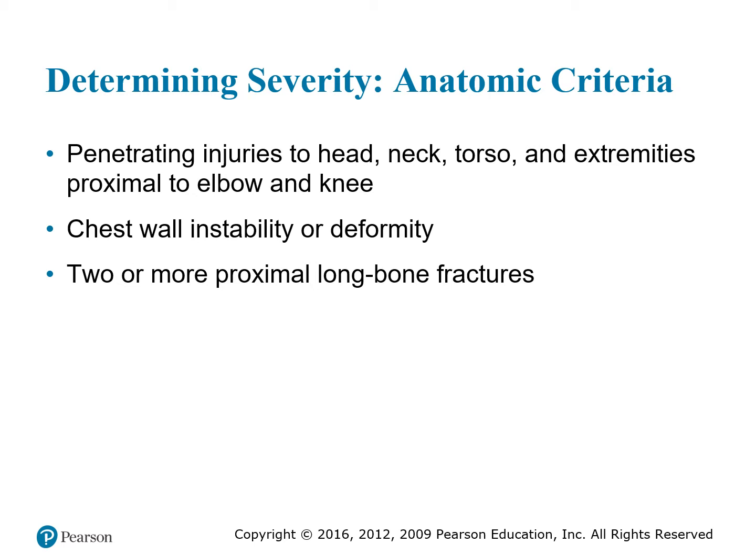All right, so those were physiologic criteria. So here's some anatomic criteria for severity of multisystem or multi-trauma patients. We'll have any penetrating injuries to the head, neck, torso, or extremities proximal to the elbow and the knee. All right, so that means anything that's above the knee or above the elbow.